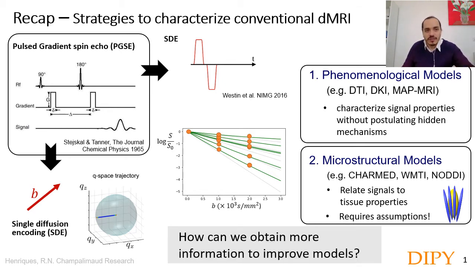So a central question in diffusion MRI development is how we can obtain more information to improve our diffusion MRI models. A strategy to obtain more information on tissue diffusion is to move from single diffusion encoding to multidimensional encodings, or encodings from q-trajectory imaging. So what is q-trajectory imaging?